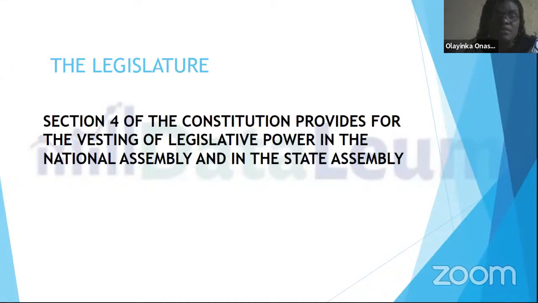So I said this earlier, Section 4 of the Constitution provides for the vesting of legislative power in the National Assembly and in the State Assembly. The legislative power is the power to enact laws, and you know that it's a democracy. Everything is done by the law. Even to spend money under this government, there has to be an appropriation bill, which is then passed and becomes the budget. In a situation where the appropriation bill is not passed, nobody ordinarily ought to spend anything; it has to be that you take effect until the budget has been passed.